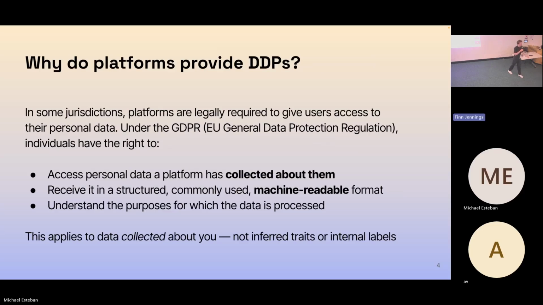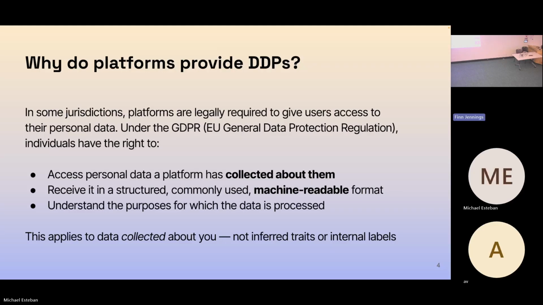So why do platforms provide these DDPs? Why are they available? It's really thanks to the GDPR, the EU's General Data Protection Regulation. This piece of legislation in Europe says that individuals must have the right to access personal data a platform has collected about them, and receive it in a structured, commonly used, machine-readable format. That machine-readable part's really important. It means the platforms don't have an obligation to provide something which is human readable or more amenable to us as humans to read.